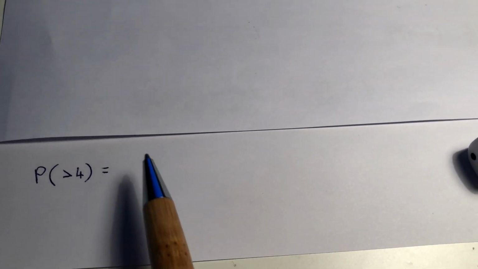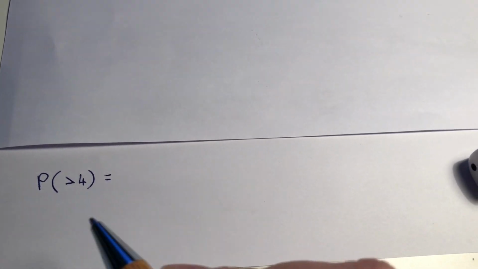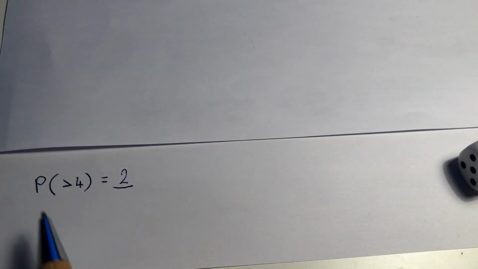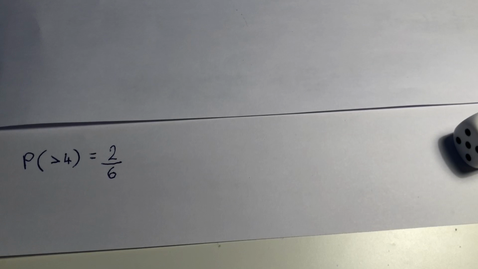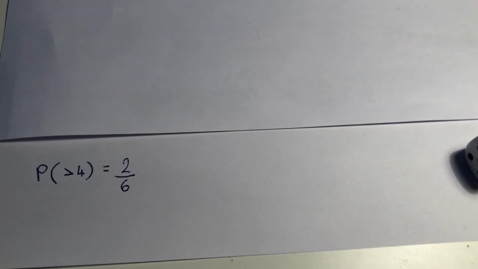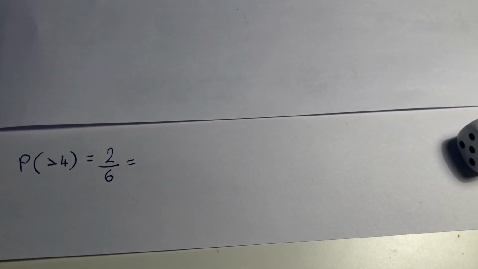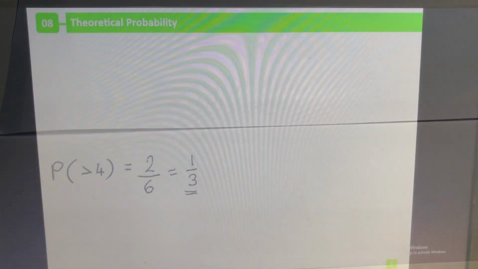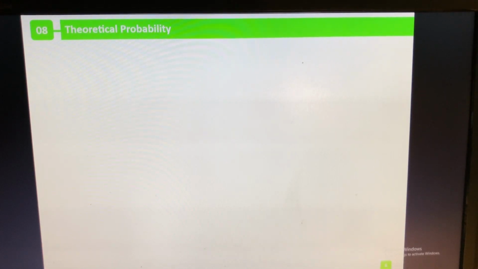So our probability then will be how many are there of what we want, how many are greater than 4, 2, over how many are there in total, and there are 6 numbers on a die, 2/6. We then know to cancel this down, so I can divide the top and bottom both by 2, and our answer is 1/3.